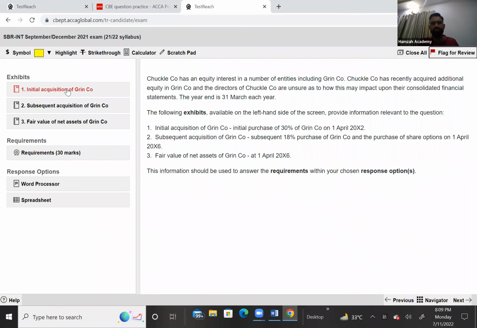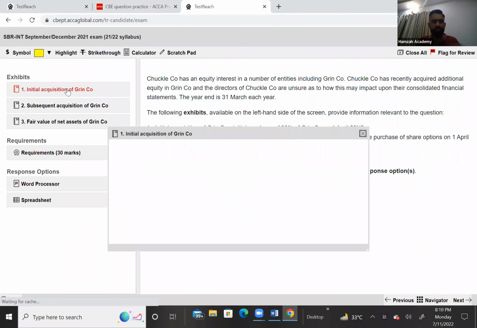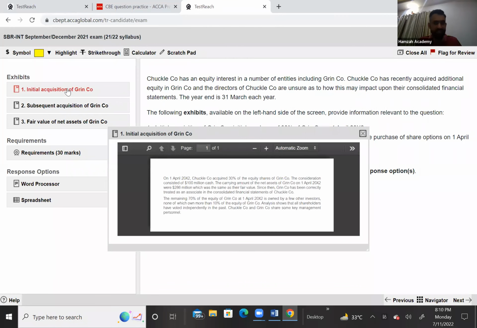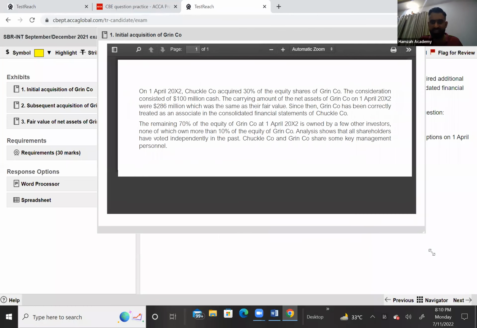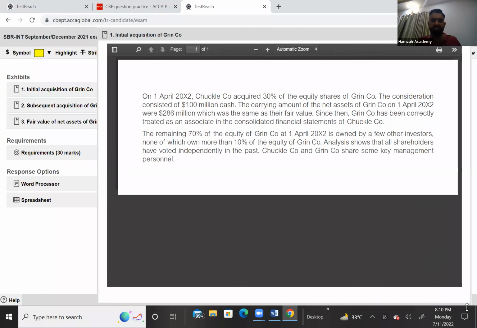Now I'm a student. I'm sitting an exam. What I'm going to do, first of all, is open exhibit number 1, and as I told you, we can adjust this as per our convenience. I will read exhibit number 1.